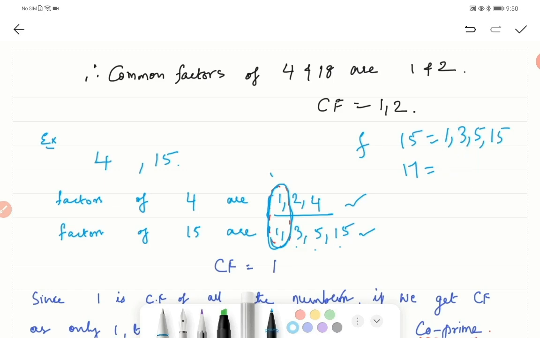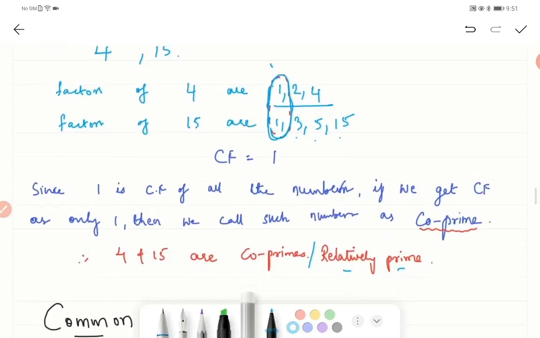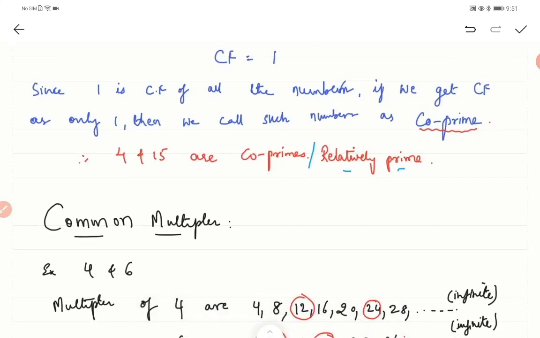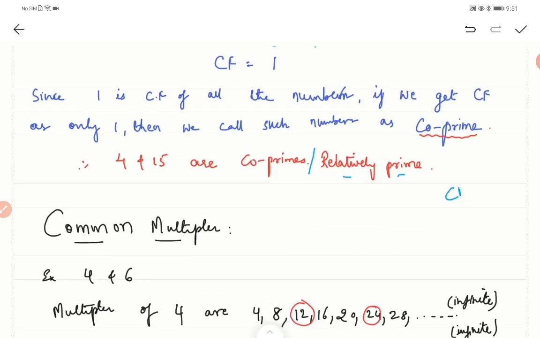I hope it is clear now. What are co-primes? First of all, what is a prime number? A prime number is a number which has only two factors, that is 1 and itself. And co-prime is what? If the common factor between two numbers is only 1, then you say those two numbers are co-prime or relatively prime. Alright, let's move on to the next topic, which is also an important one, that is common multiple.